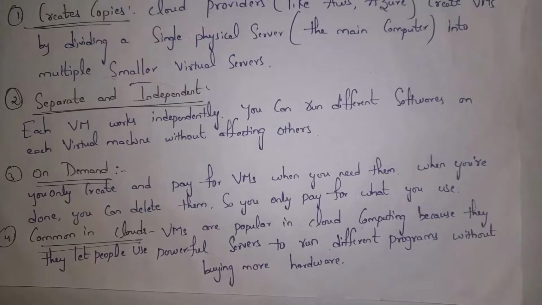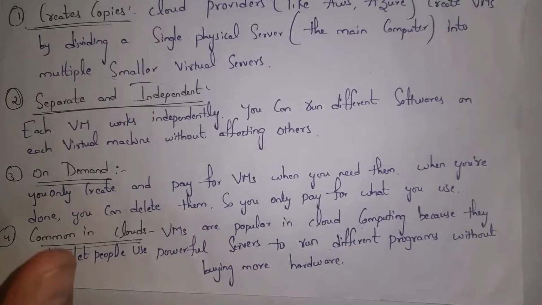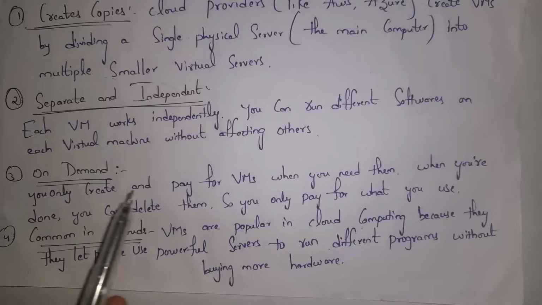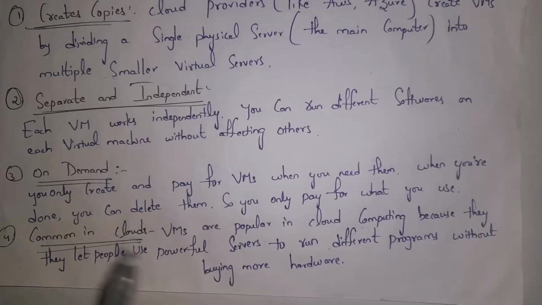And third one is on demand. Guys, in AWS or any other cloud-based websites, we need to pay money only for what we use. For example, I will use a Linux server for 1 hour. So only for that 1 hour I need to pay money. That's it. So you only create and pay for virtual machines when you need them. When you are done, you can delete them. So we only pay for what we use.